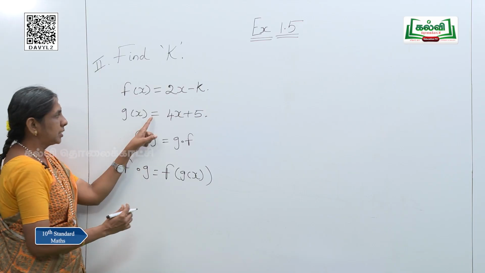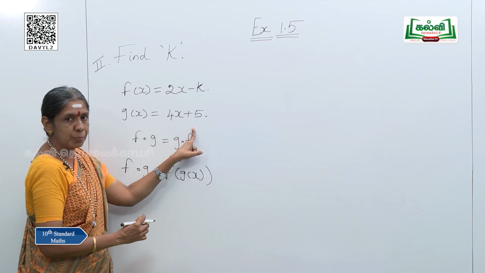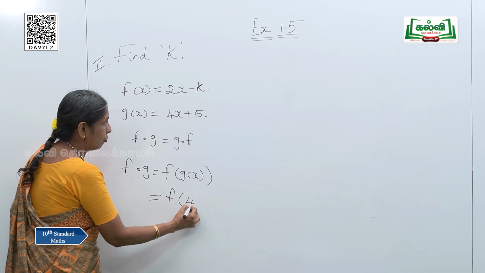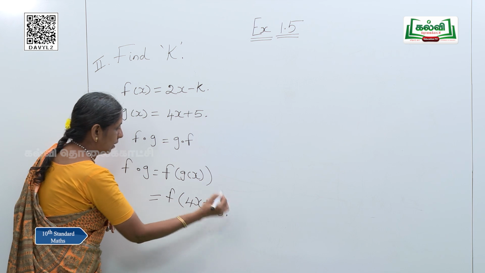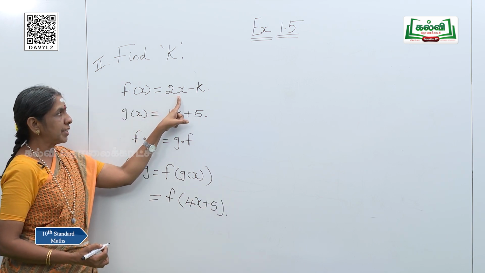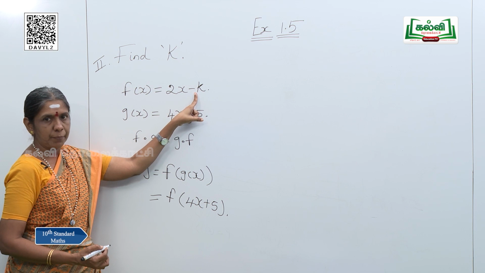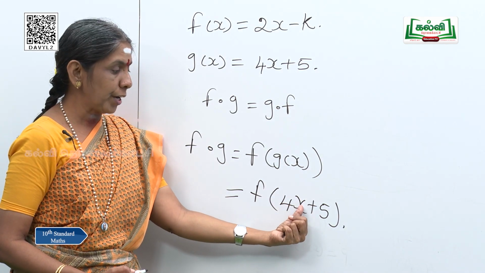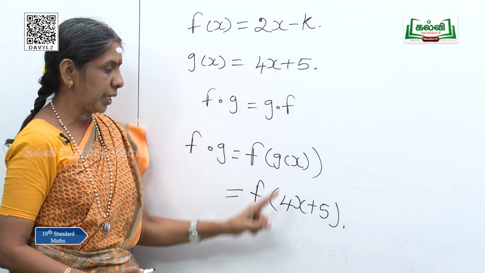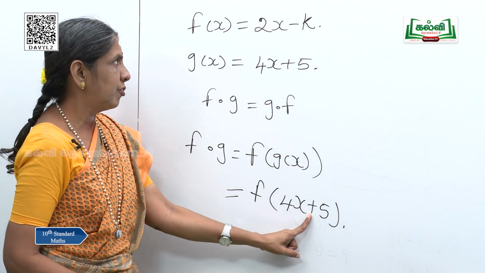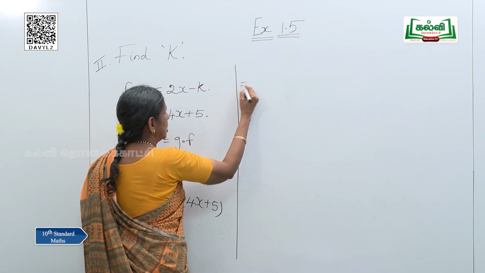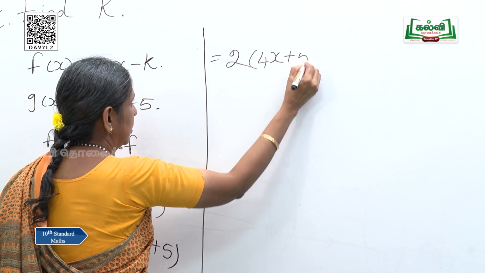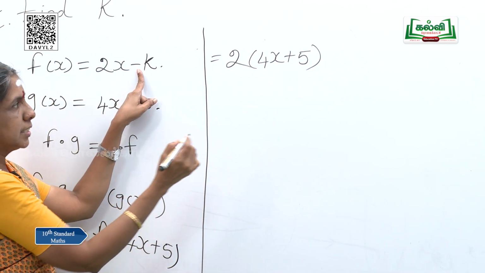What is g of x? G of x is equal to 4x plus 5. So, this will be equal to f of 4x plus 5. Now, what is f of x? F of x is equal to 2x minus k. So, in the place of x, we have to replace 4x plus 5. So, this becomes 2 times 4x plus 5 minus k.